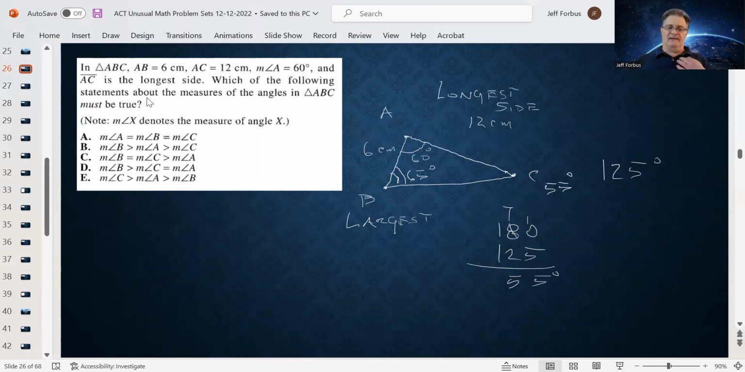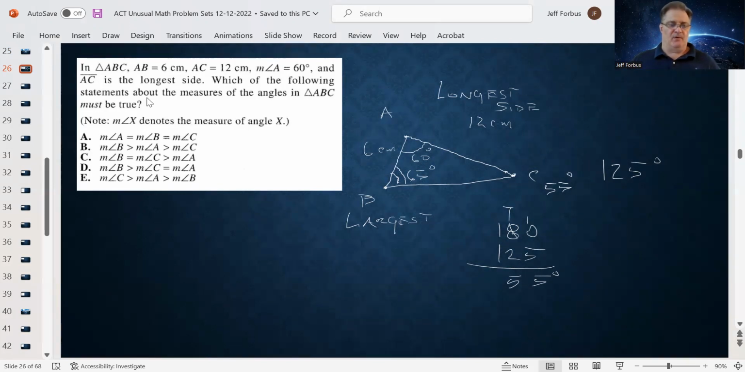That would make sense because we know AC is the longest side, therefore B is the biggest angle. A is given as 60, and they don't tell us anything about C, but B must be larger than 60, and mathematically we've just shown that C has to be the smallest angle. Okay, if that's true, which one of these statements fits the angle relationships here?